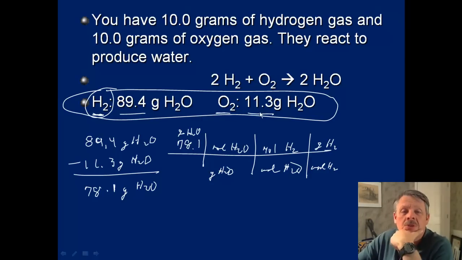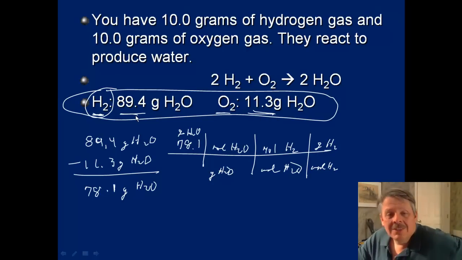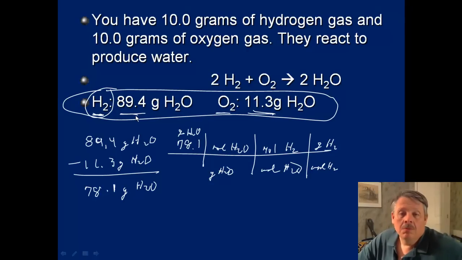Okay, well, let me stop for just a second. We produced 11.3 grams of water, and the hydrogen could have produced almost 90. So that's a 9-to-1 relationship, about. So we only used a little bit of the hydrogen.